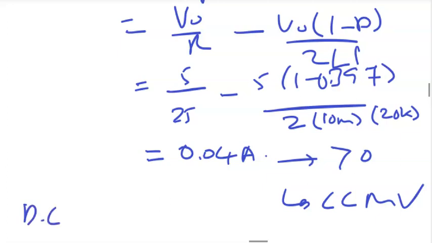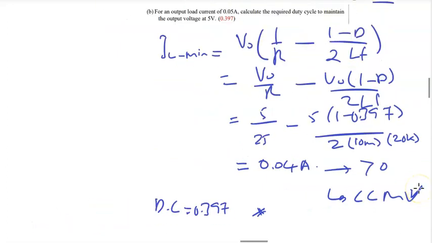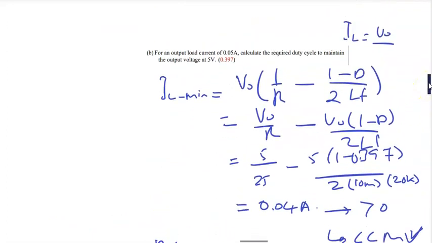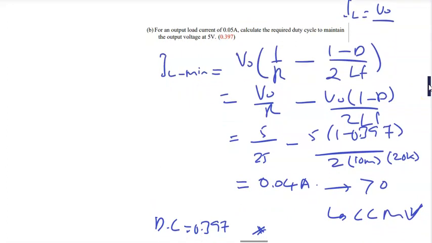Okay, means that your duty cycle is the same. So your duty cycle is the same of 0.397 because the operation is still in CCM. So it does not change. Your operation of this converter is the same at CCM, so the duty cycle is maintained at 0.397.